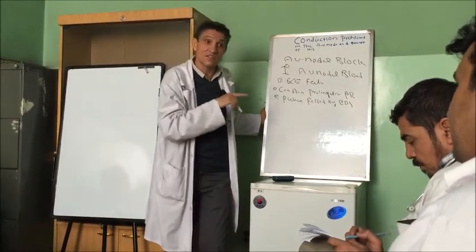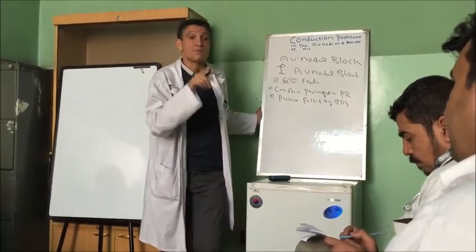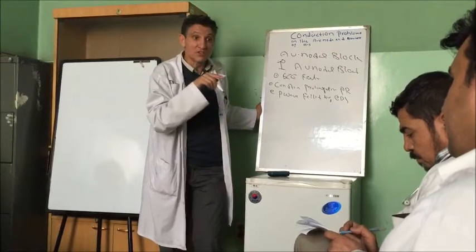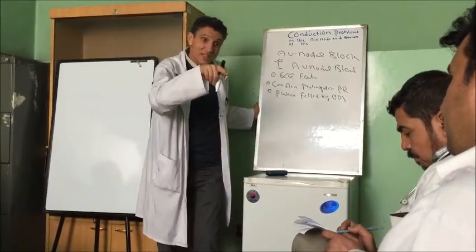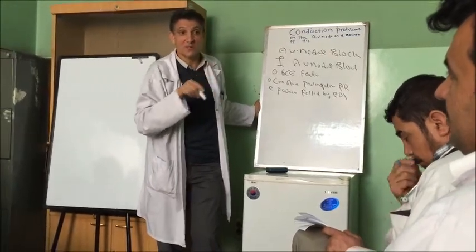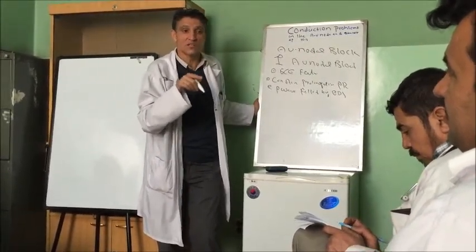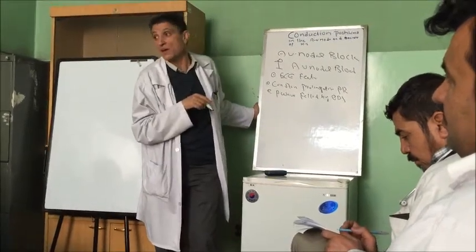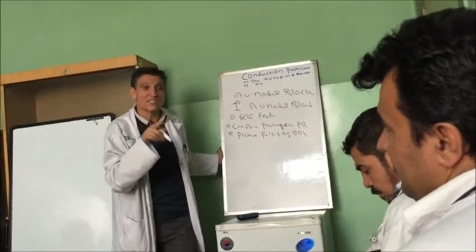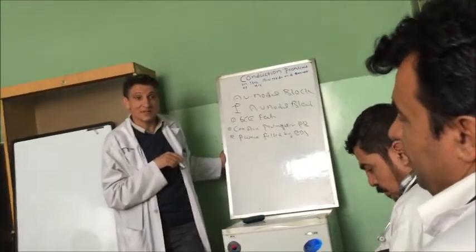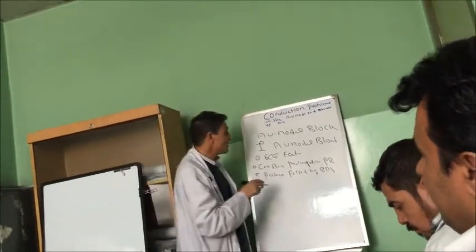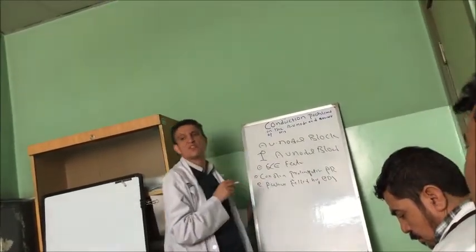In the SA nodal block, the P may not be produced, but in the AV nodal block, the P is produced, and the problem is in the QRS complex of the ventricle. This was the difference between the SA nodal block and AV nodal block. In the AV nodal block, you should focus more on the formation of the PR interval. In the SA nodal block, you should focus more on the formation of the atrial beat. Formation of the atrium does not occur in a patient with SA nodal block. This was about the first degree AV nodal block.